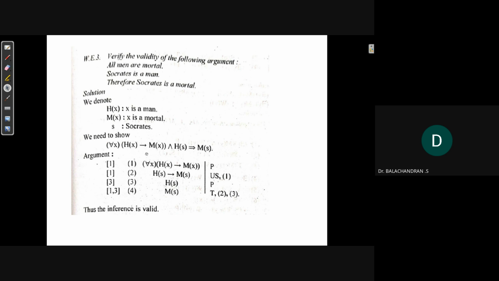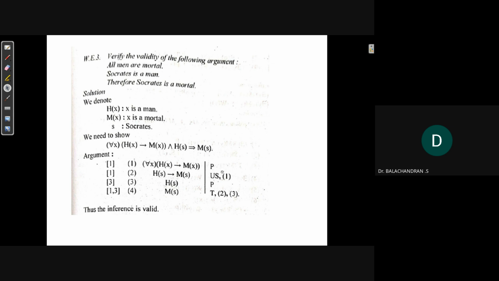I'll take the first premise, for every x, H of x implies M of x, and I'm going to use the rule US. Here you can write H of a implies M of a, but we already used s for Socrates. That's why, because this is true for every x, I can write H of a implies M of a, or I can write H of s implies M of s.